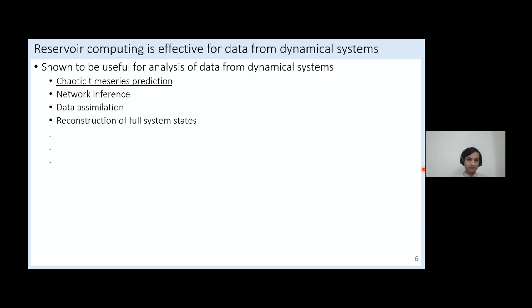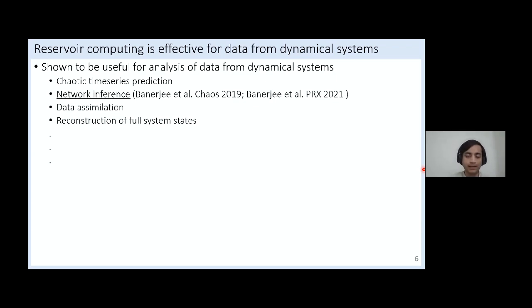Chaotic time series prediction is basically following the framework that I described earlier. And this is something that I will get back to, but in the second half of my talk. But in the first half, what I really want to focus on is network inference. And largely, I'll talk about the framework that was developed by my colleagues at the University of Maryland, basically in these papers.